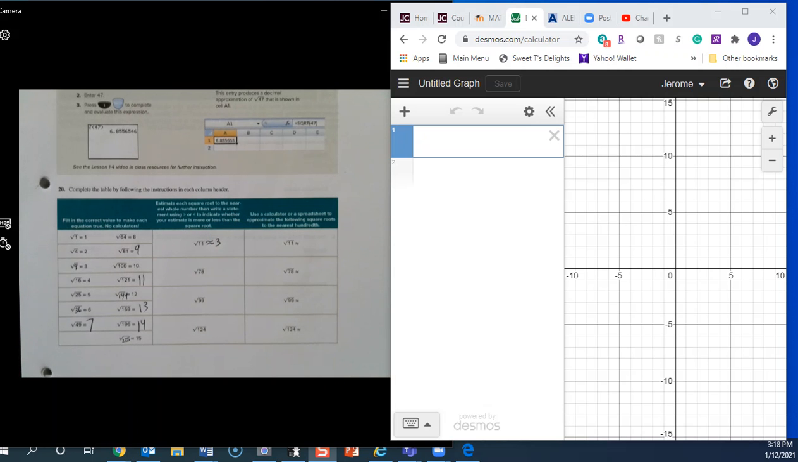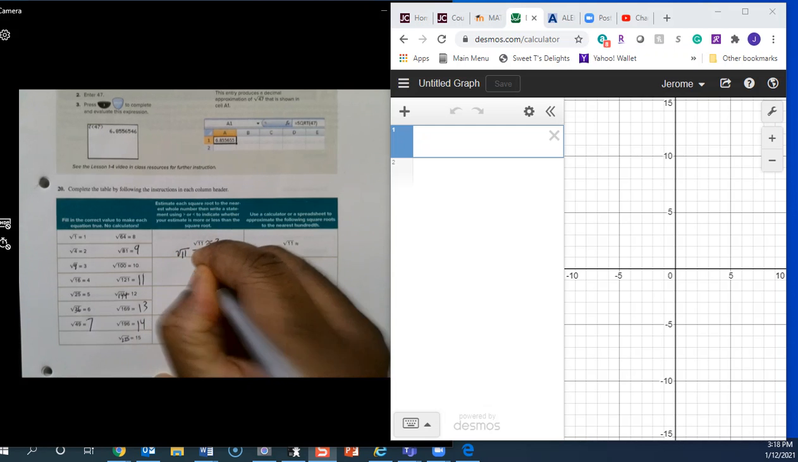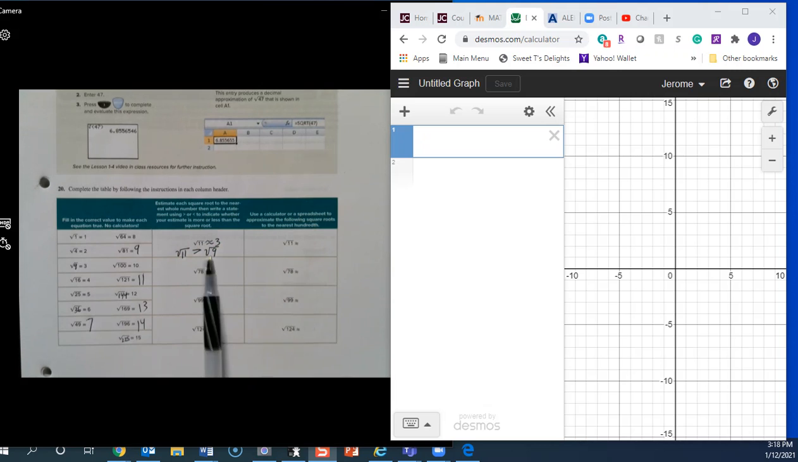So they ask us to use a greater than or less than symbol to indicate whether your estimate is more or less than the square root. So we know square root of 11 has to be greater than the square root of 9. So the square root of 11 is greater than the square root of 9. And just remember, this symbol here always points to the lower number.